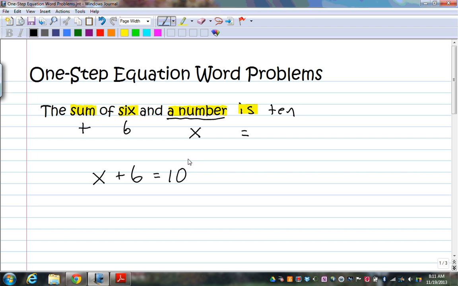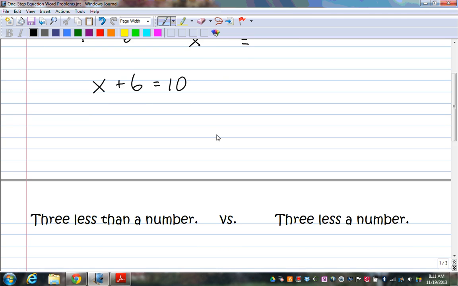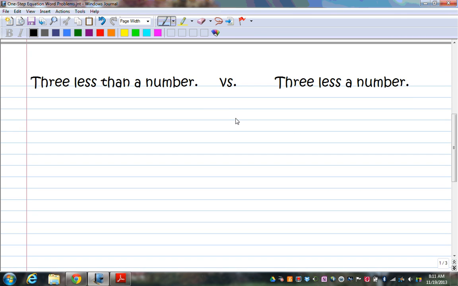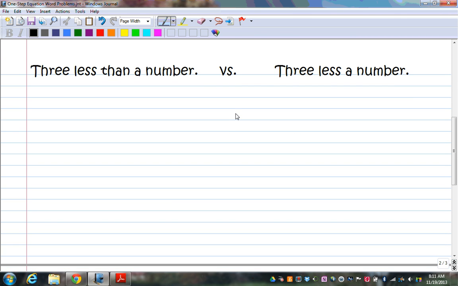Okay? Now, one thing I want to point out to you, because this is something that messes up students a lot, are these two things. 3 less than a number versus 3 less a number. Pause the video and see if you can find out what these would be. Okay, the first one, 3 less than a number, means that you have the number and you're taking 3 away from it. Versus 3 less a number means 3 and you're taking a number away from the 3. Two completely different things. It's really important in subtraction that you get it right.